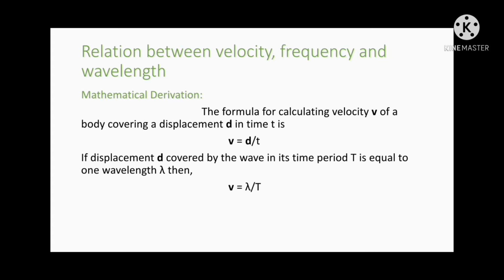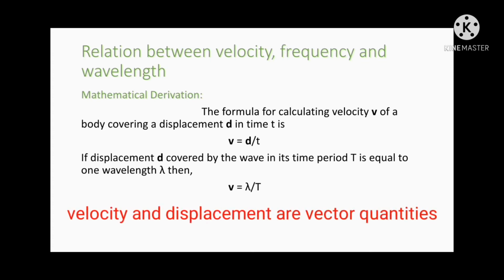Now let's discuss its mathematical derivation. The formula for calculating velocity v of a body covering a displacement d in time t is v is equal to d over t. Here you can see that v and d are bolded, which shows that velocity and displacement are vector quantities, not scalar quantities.